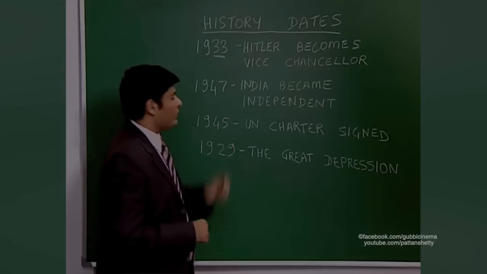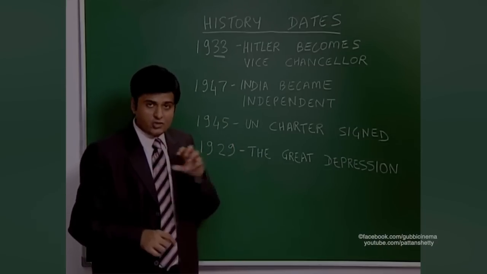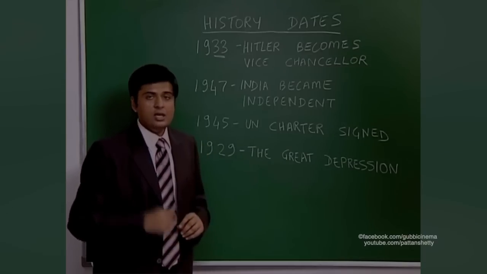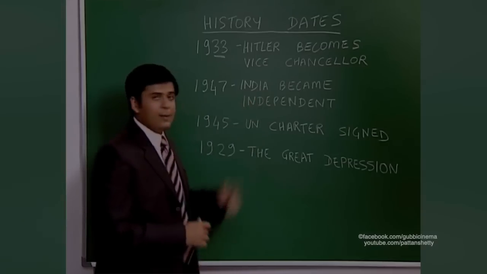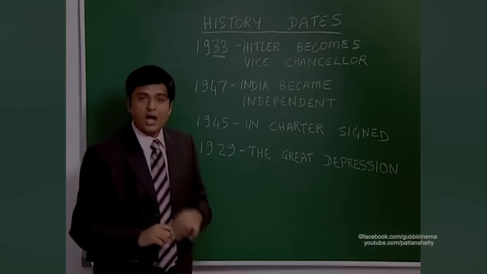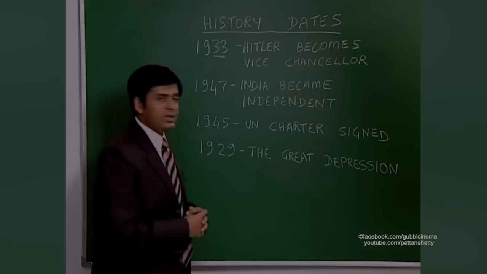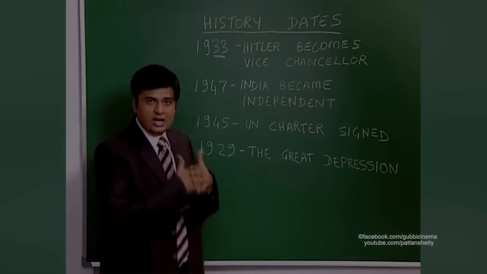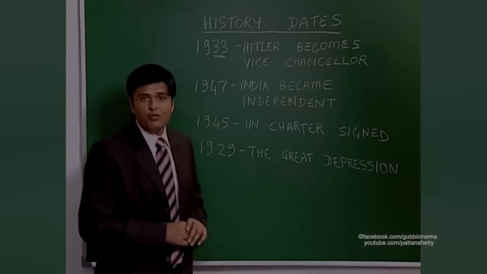Let us quickly recall the list. When Hitler became the Vice Chancellor, he was sitting on a tricycle with a stump in his hand. Tricycle is 3, stump is 3, so 1933. When India became independent, people took their cars and went off towards the rainbow. Car is 4, rainbow is 7, so 1947. When the UN Charter was signed, people got up from the table and started shaking hands. Table is 4, hands will remind you 5.